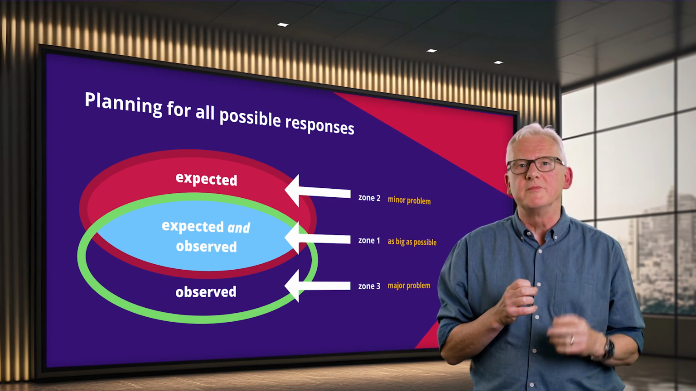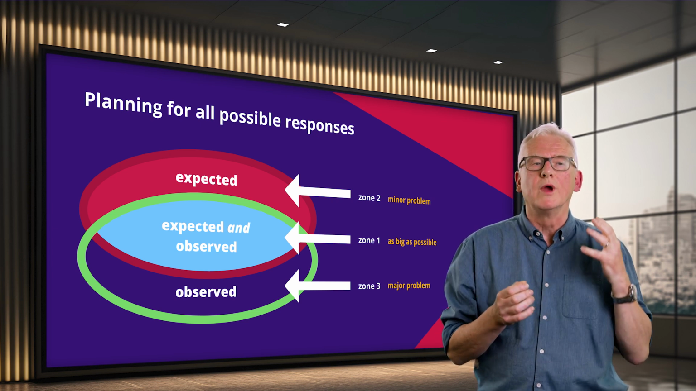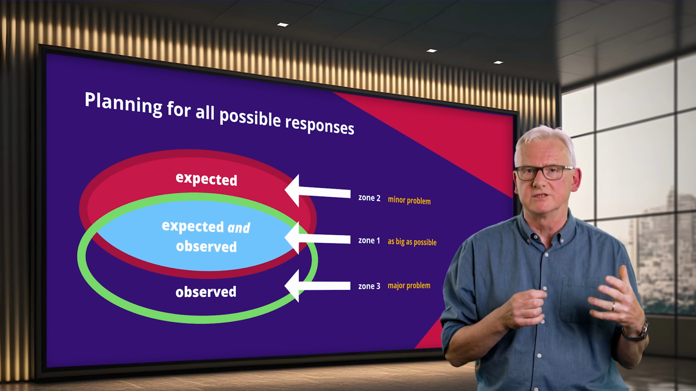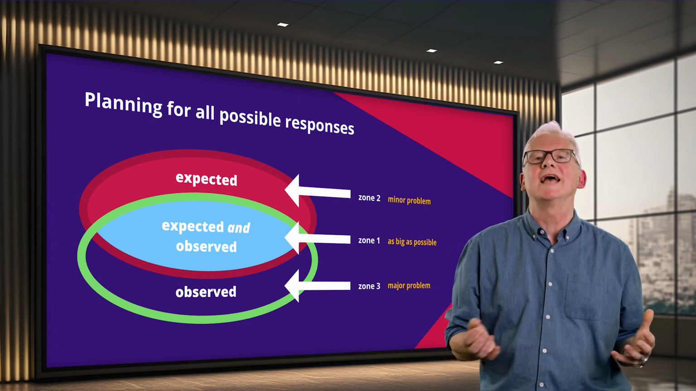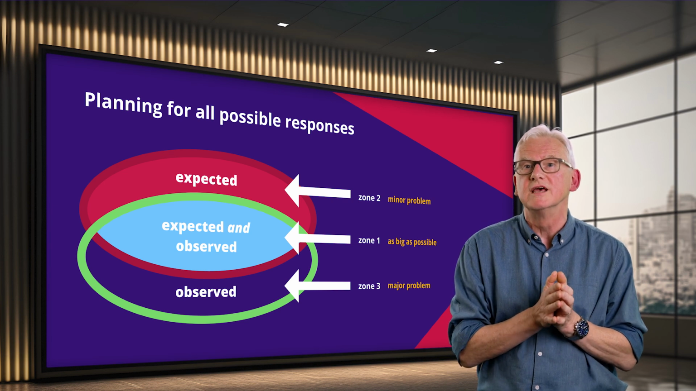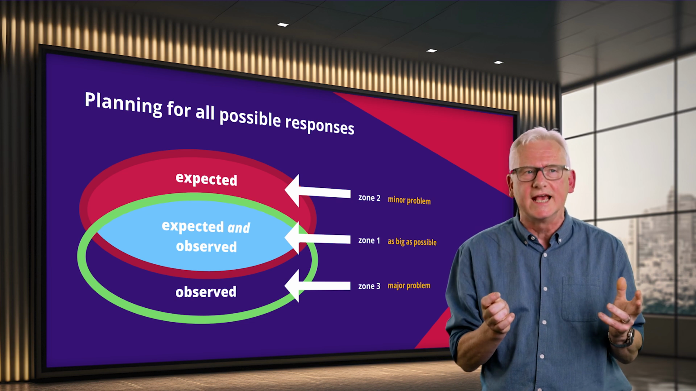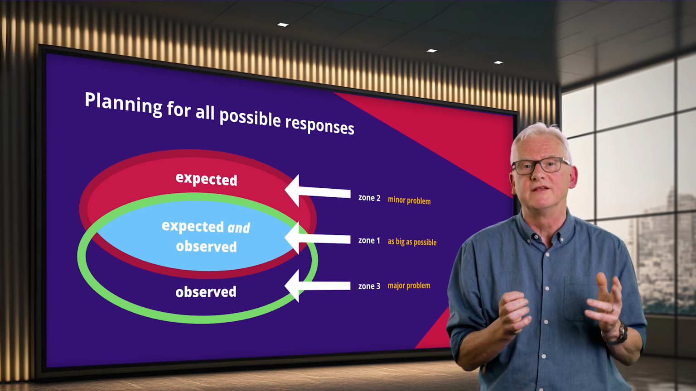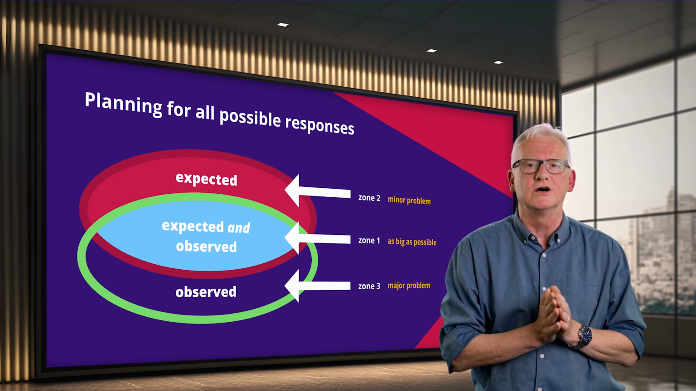So in the diagram, you can see the red ring is what we expect, so we can allow for that in preparing the mark scheme. And then the green ring is the whole set of actual responses that students produce that are worth some credit. Of course, in any exam, students respond in ways that are obviously wrong, and we can dismiss those.